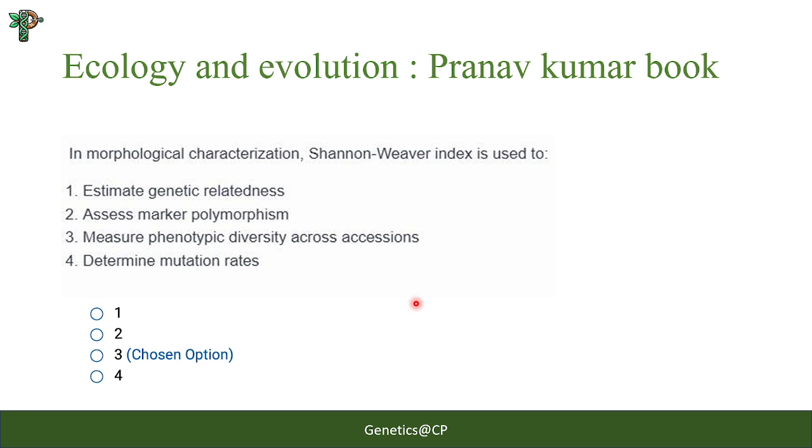indices used to measure the diversity in ecology, like the Shannon Weaver index. Majorly, it measures the phenotypic diversity. And even if you don't know, by looking at the options only, you can guess. For example, if the term is used for genetic relatedness, generally it's kinship. Then to assess marker polymorphism is polymorphic information content, and determining the mutation is nowhere related to the Shannon-Weaver index. Generally, the third option would be the correct one.